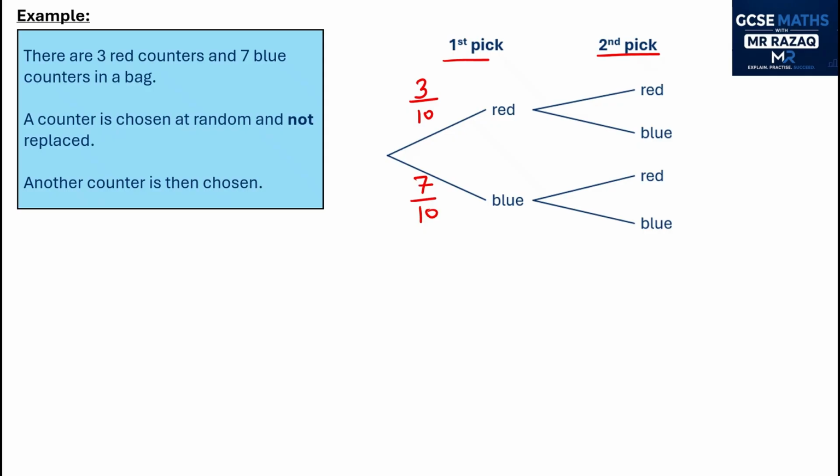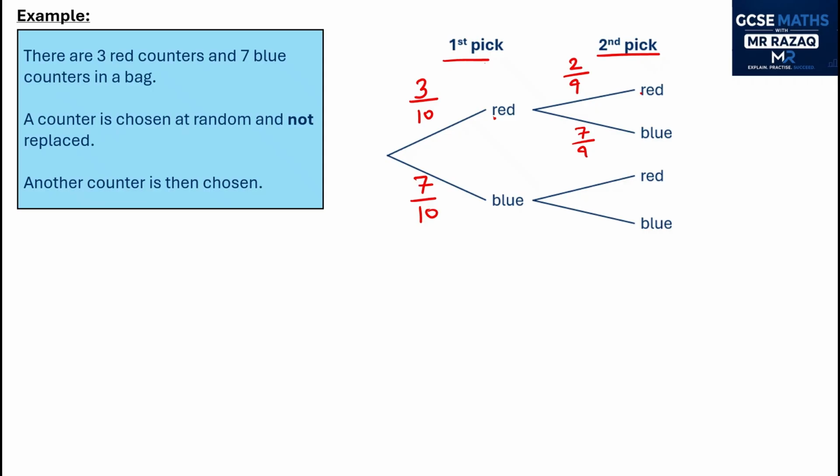If in the first pick, red was chosen, then in the second pick, the number of reds would go down. Instead of 3, we will have 2 out of 9. And if the first pick was red, then blue is not affected. Therefore, it would be 7 over 9.